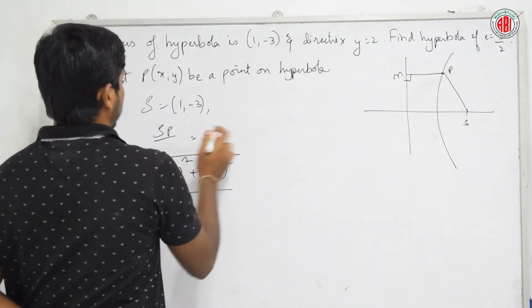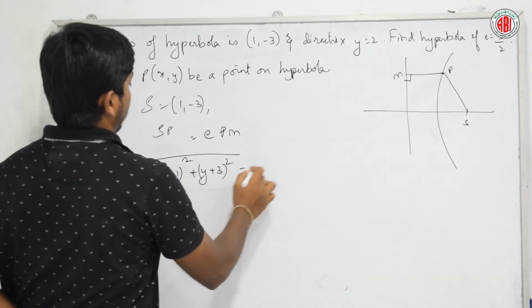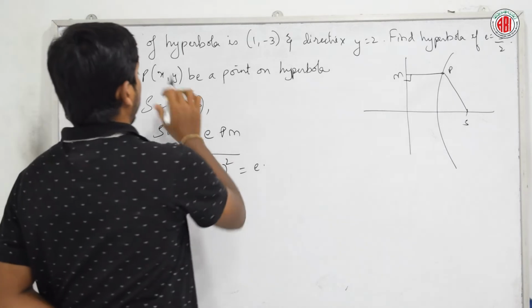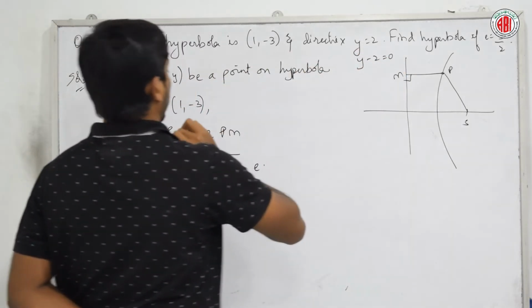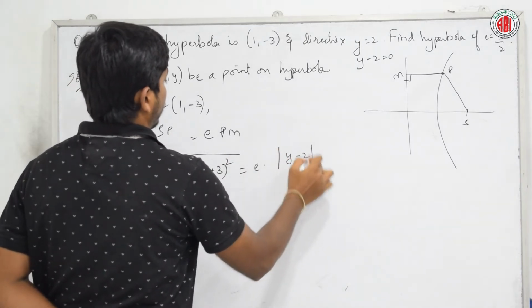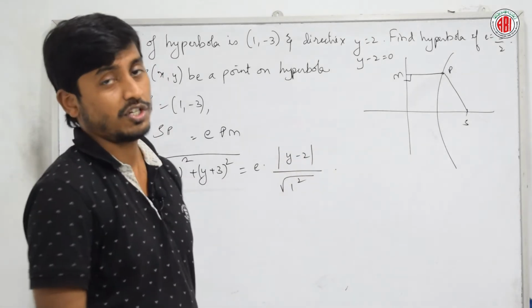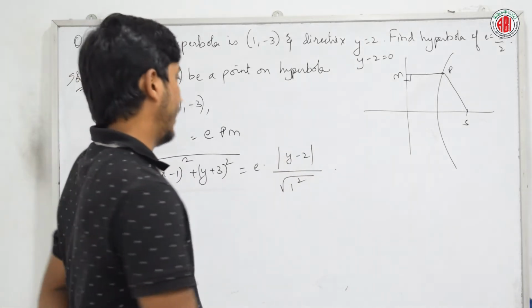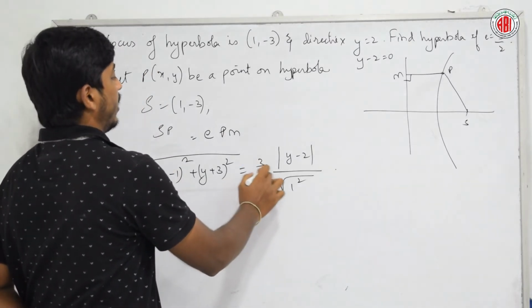So let me write PM on this side because it already has a denominator. Let us write it as E into PM. The distance from this point to the line y minus 2 equal to 0 is the absolute value of y minus 2 by the square root of 1 square. There is no x coefficient. Fine. Now what is E? E is nothing but 3 by 2.